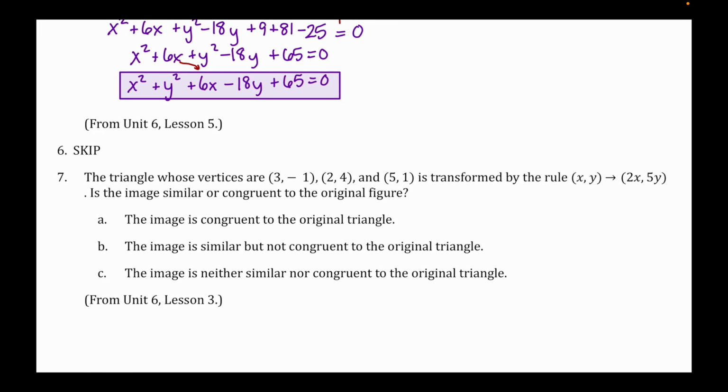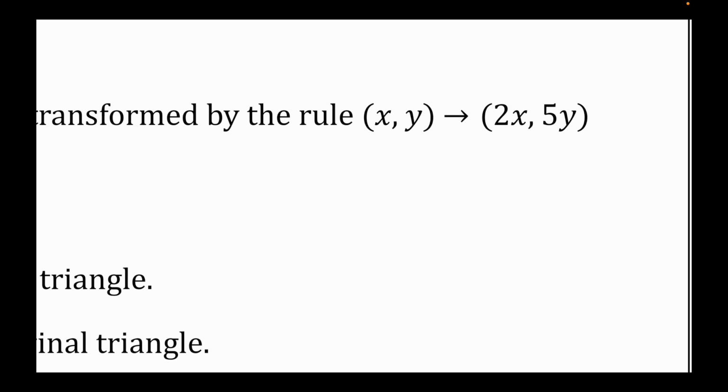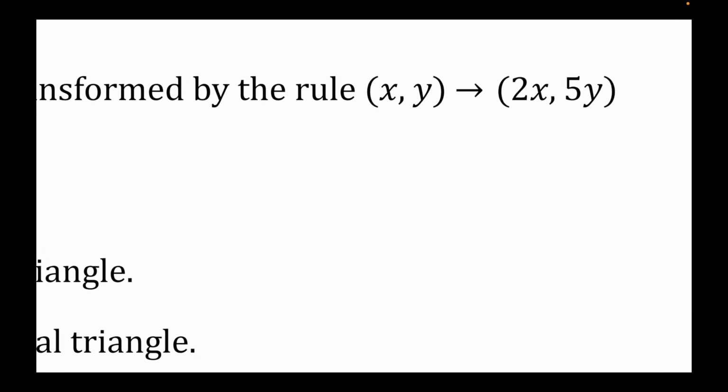Okay, so for number 7, the triangle whose vertices are (3, -1), (2, 4), and (5, 1) is transformed by the rule (x, y) becomes (2x, 5y). Is it similar or congruent to the original figure? So let's take a closer look at this rule right here. I'm going to highlight this so that when I'm looking at it later, I know where the important part of that question was. Aha, right here, (2x, 5y). So this is multiplying.